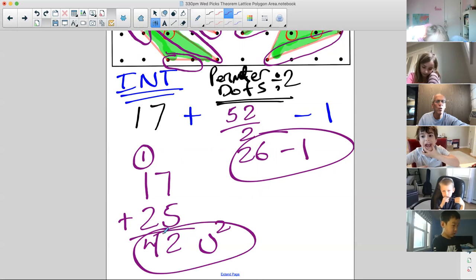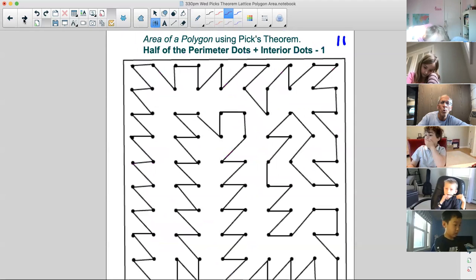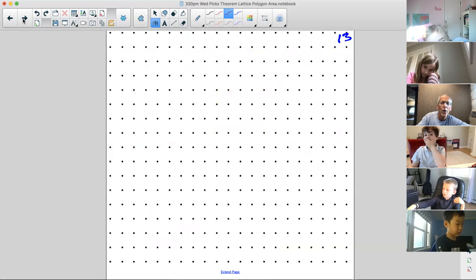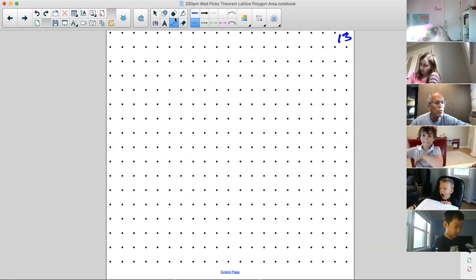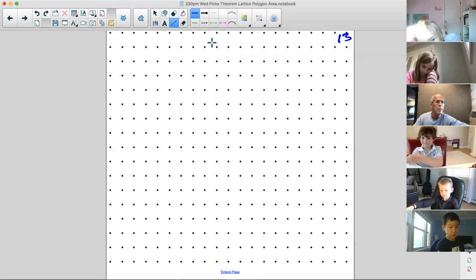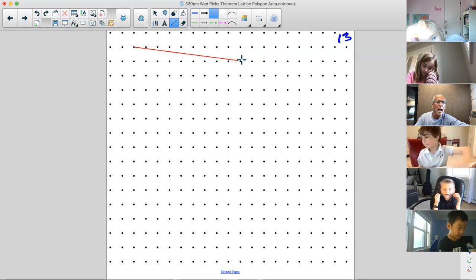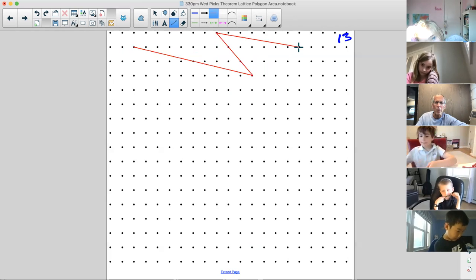42 square units. Now, what we're going to do for the last 10 minutes is I want everybody to go to page 13. Page 13 is where you get to explore. You can create your own figure. So I would take a pencil and a ruler and go from dot to dot and create something really magical.